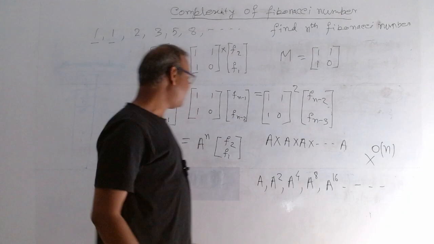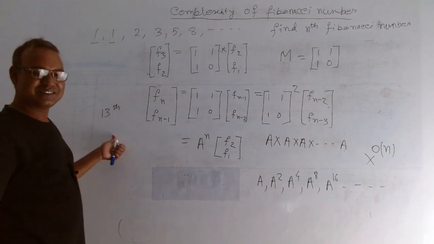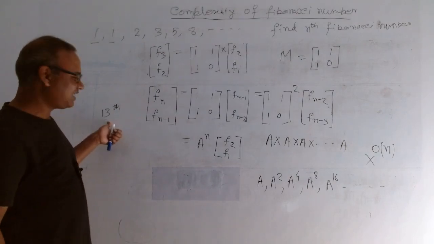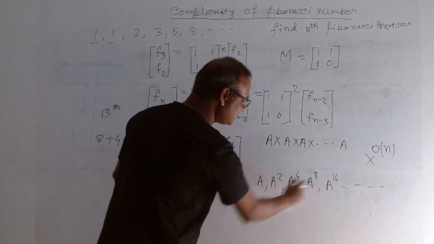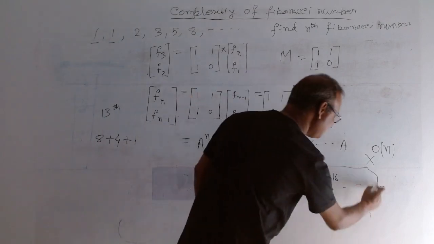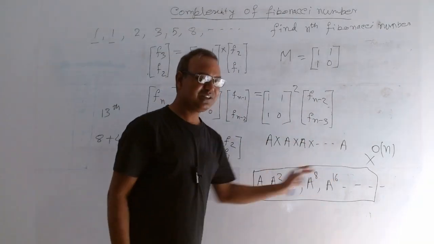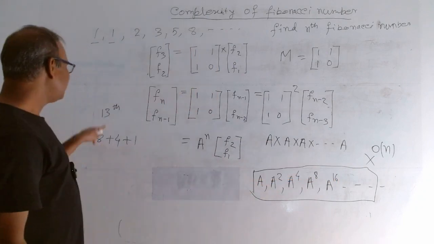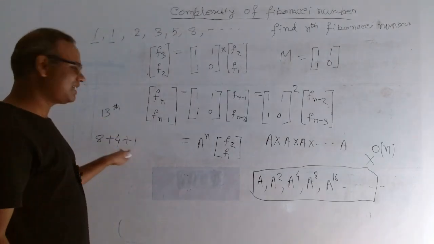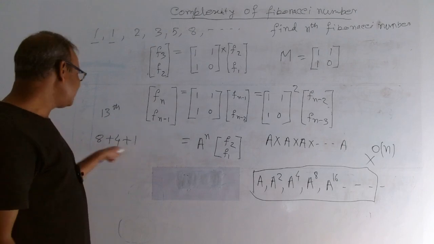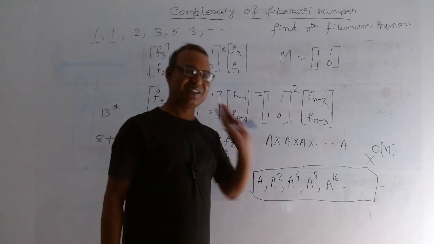So now if someone asks, give me the 13th Fibonacci number, how is it written? What is 13? 13 is basically 8 plus 4 plus 1. So we already have these things. This is my new memorization. We'll store all these values in a lookup table, and for every number you can compute the binary representation, the 2's power representation. In the 2's power representation you put the values from the table lookup and you will get the nth Fibonacci number.